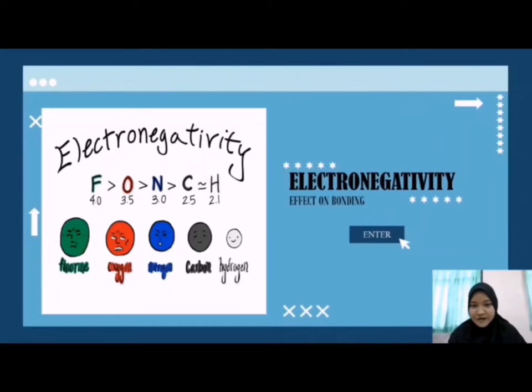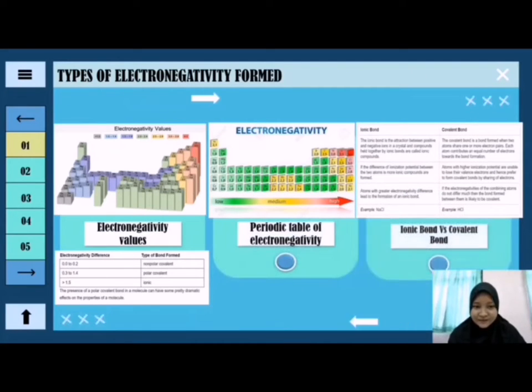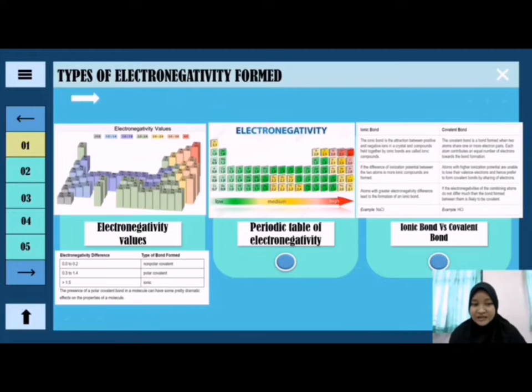Okay, Assalamualaikum everyone. Right now I'm going to talk about electronegativity effect on bonding. As you can see, there are 3 figures shown on the slide. The first figure is electronegativity values. Each element on the periodic table has its own value. For an electronegativity difference from 0.0 to 0.2, the type of bond formed is non-polar covalent. 0.3 to 1.4, the type of bond formed is polar covalent. Greater than 1.5, the type of bond formed is ionic.